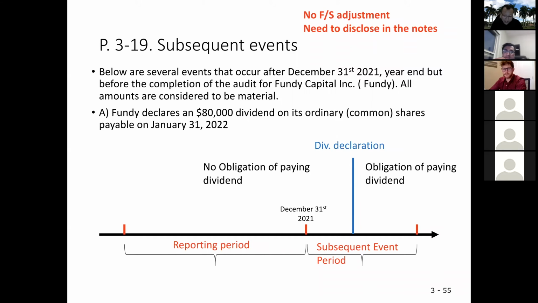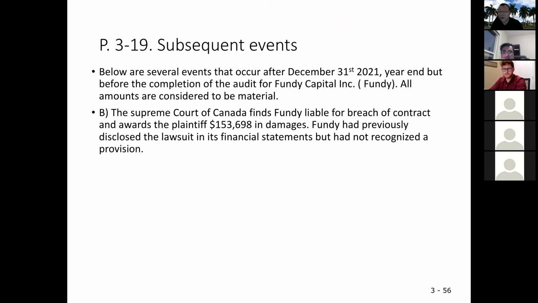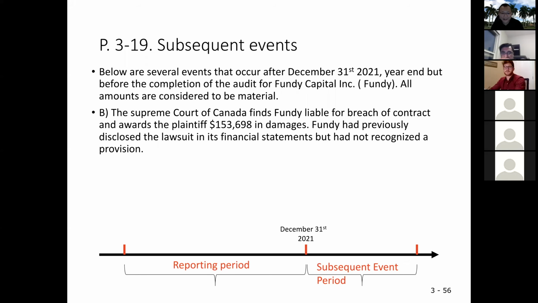Okay, so interesting. Let's take a look at another scenario. The Supreme Court of Canada finds Fundy liable for breach of contract and awards the plaintiff $153,698 in damages. Fundy had previously disclosed the lawsuit in its financial statement, but has not recognized the provision. So this is what happened. Drawing a timeline will help you. It's a court decision during the subsequent event period.